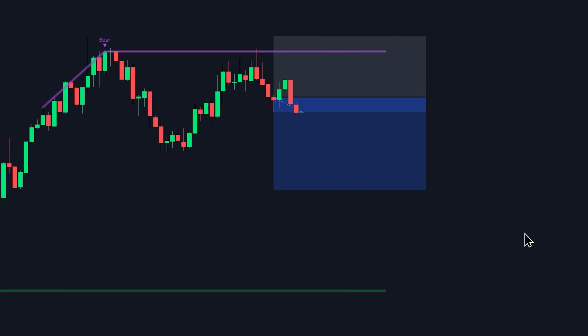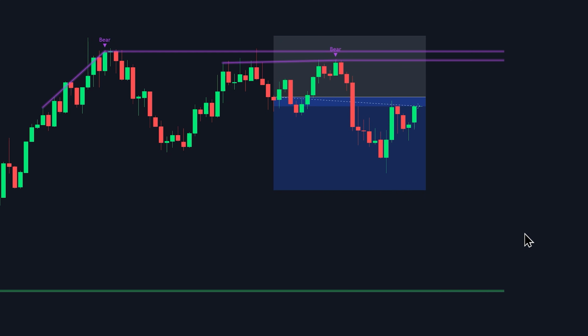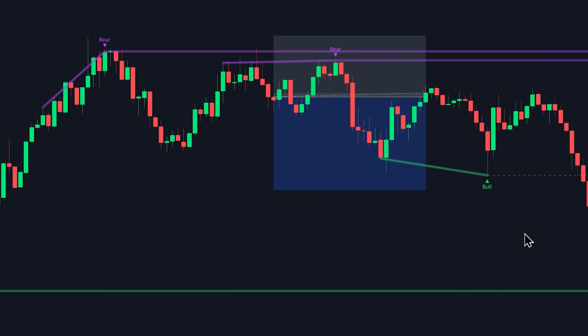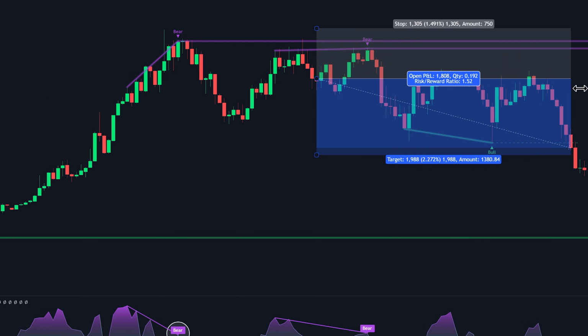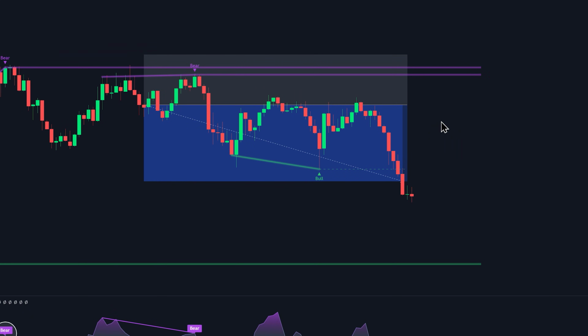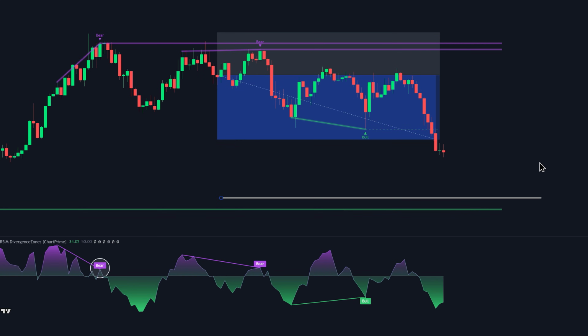The key to using this tool well is understanding what it's really doing. It's not predicting the future. It's marking places where momentum already changed first and then price followed. Those levels often become market memory zones. When price revisits them, you're not guessing. You're watching to see if the same imbalance shows up again.